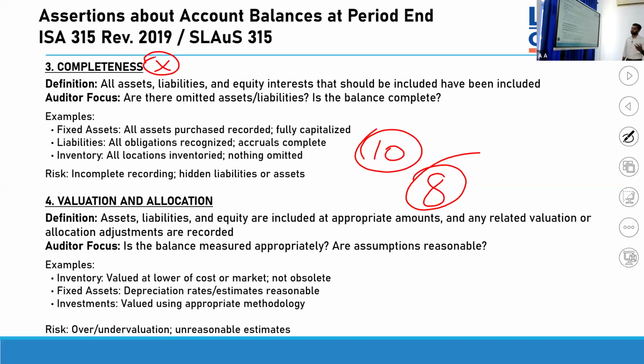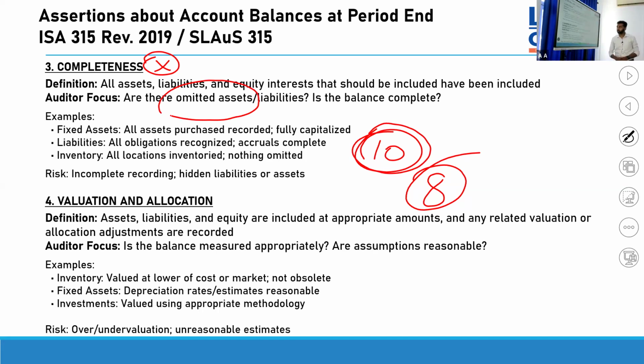If you want it to be a complete disclosure, you must include all the 10 vehicles, right? So as an auditor, you must focus, are there any omitted assets or liabilities, right?